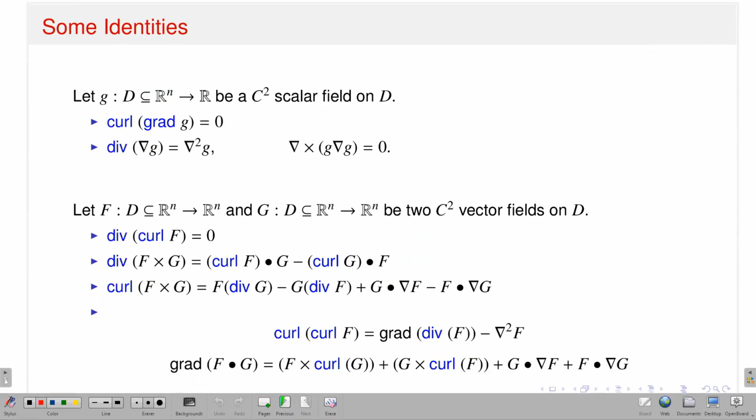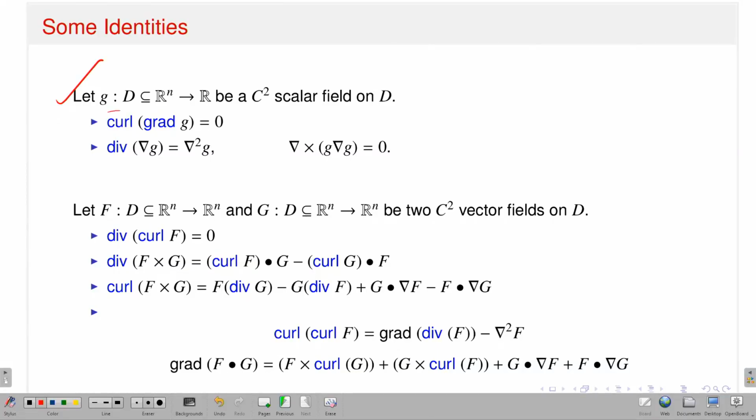Okay. A couple of identities. This is the last slide for this concept. So, let G be a scalar field from Rn to R. Of course, I assume that it is a C2 scalar field, that is, twice continuously differentiable. Then the first thing is that if I calculate the curl of my gradient vector field, grad of G, this is 0, and if I calculate the divergence of del G, it is actually del square of G. So, these are the properties.